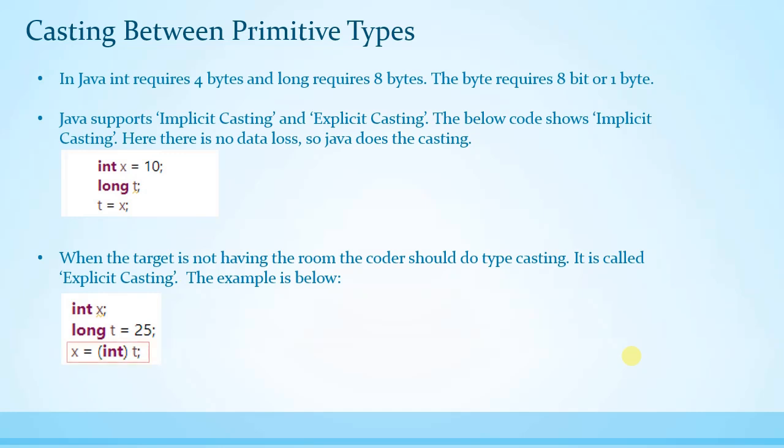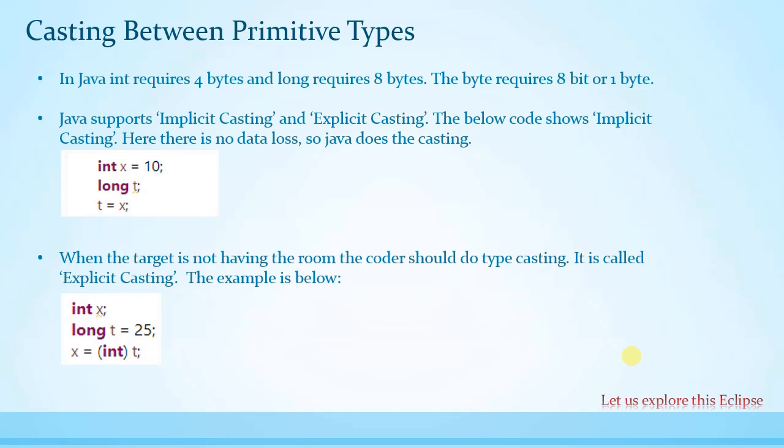So if we remove this explicit typecasting statement here, explicit typecasting is placing the type in between the parentheses. If we remove that, Java will complain that you cannot perform such a casting. Why? Because long is 8 bytes and integer is 4 bytes. So suppose your long value is holding a big value that cannot be accommodated in 4 bytes, then there will be data loss.